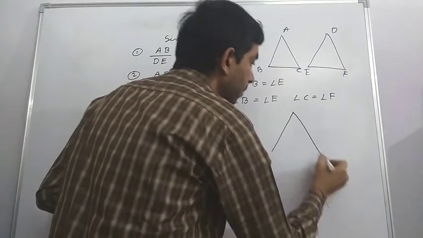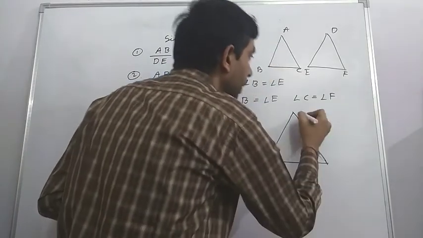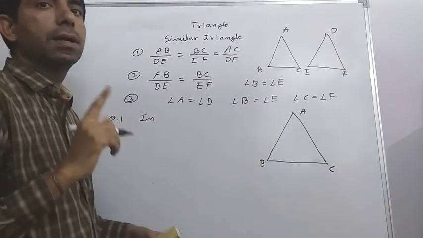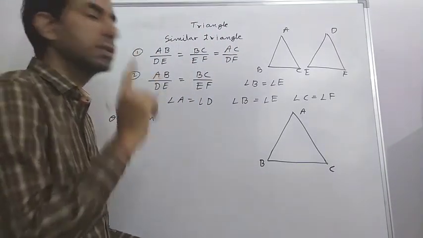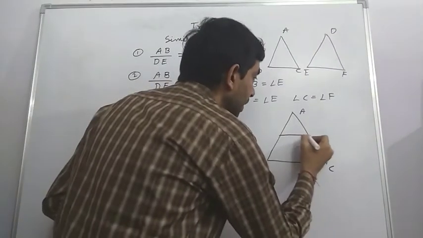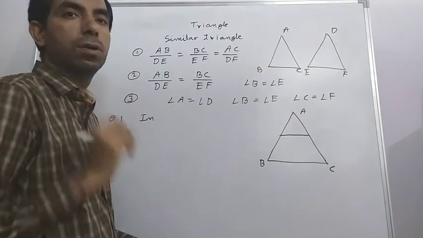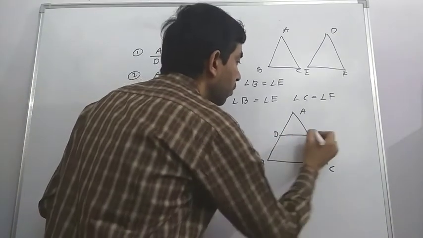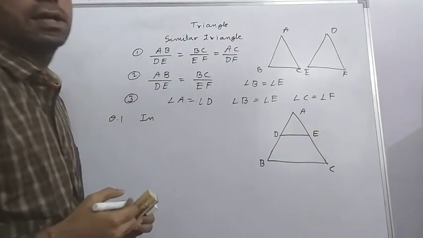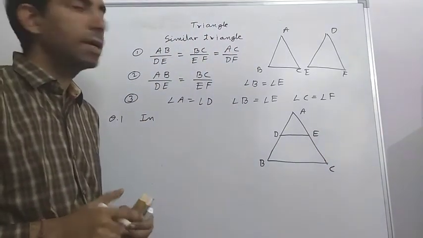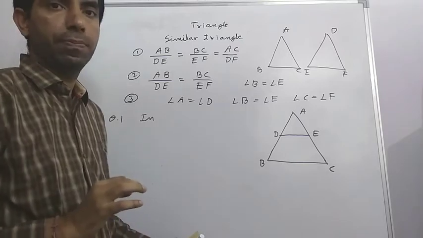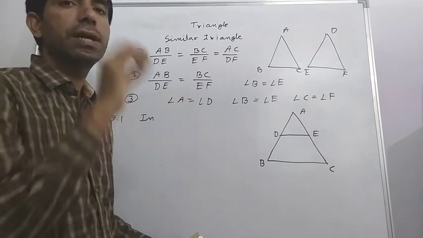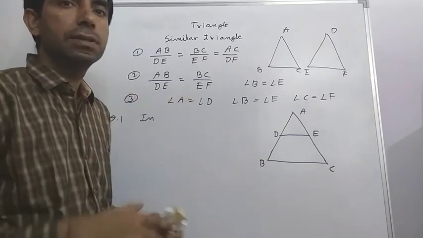In a triangle ABC, a line parallel to one side intersects the other two sides in the same ratio. So then we have to prove the other side ratios are equal. So again I am repeating that in a triangle, if a line is parallel to one side, then it divides the other two sides in the same ratio.